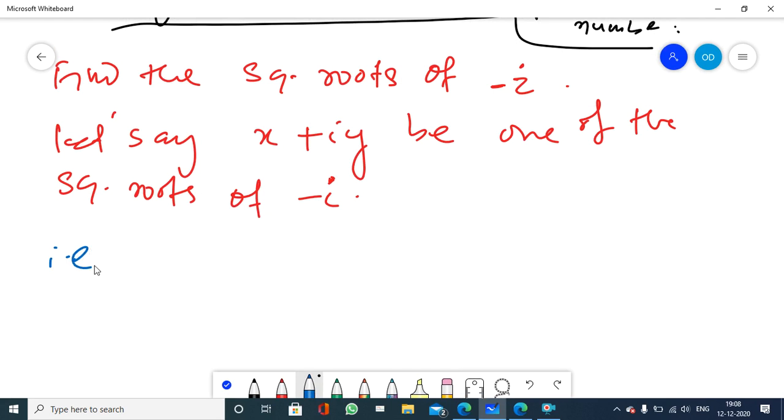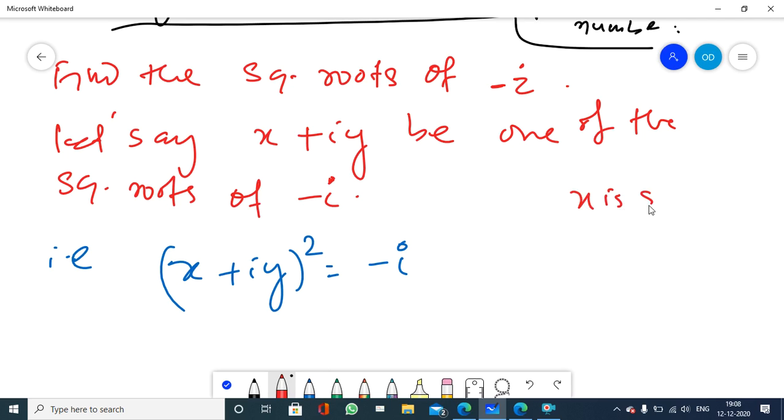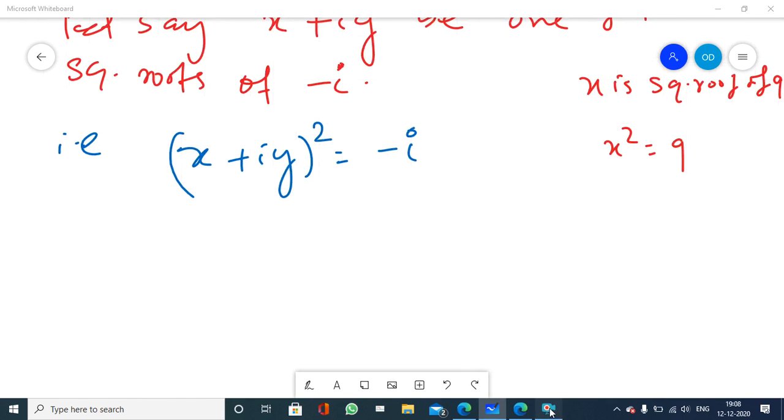That is, if x plus iy is the square root of minus i, then x plus iy whole square will be equal to what? Minus i, isn't it? Just like if x is the square root of 9, then x square is equal to 9. Similarly, x plus iy is the square root of minus i, so x plus iy whole square will be equal to minus i. As simple as that.